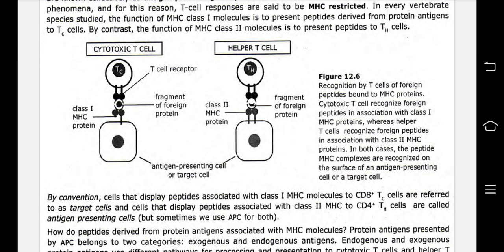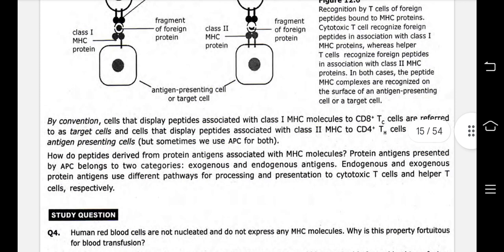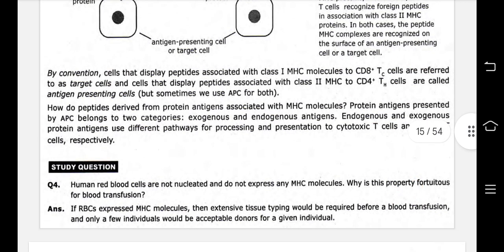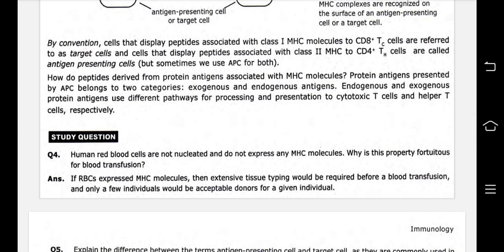Cytotoxic T cells recognize foreign peptides in association with class 1 MHC proteins, whereas helper T cells recognize foreign peptides in association with class 2 MHC proteins. In both cases, the peptide-MHC complexes are recognized on the surface of an antigen presenting cell or a target cell. By convention, cells that display peptides associated with class 1 MHC molecules to CD8 plus Tc cells are referred to as target cells, and cells that display peptides associated with class 2 MHC to CD4 plus Th cells are called antigen presenting cells, but sometimes we use APC for both.